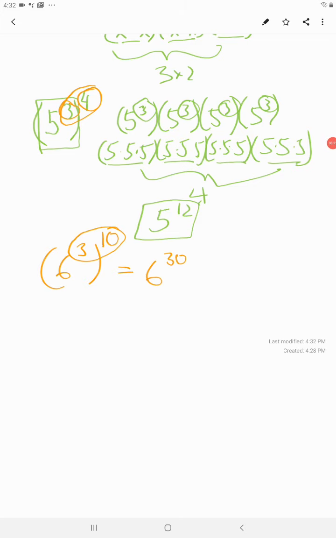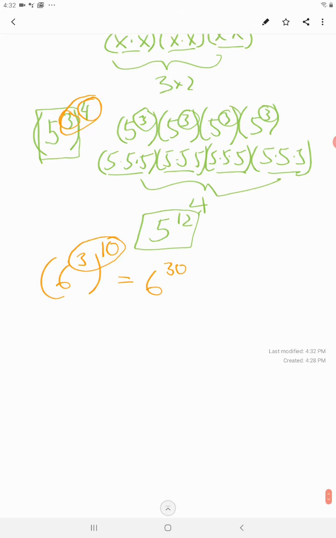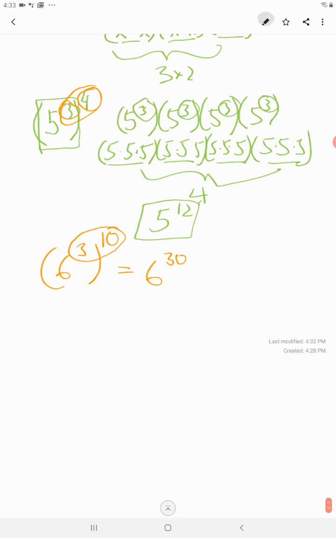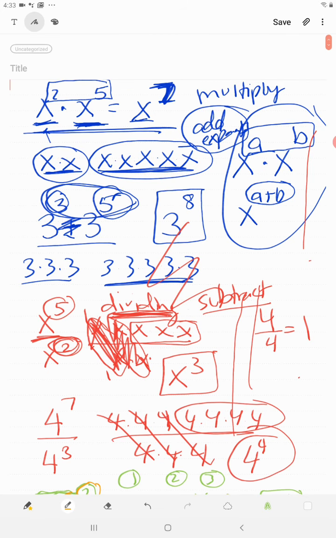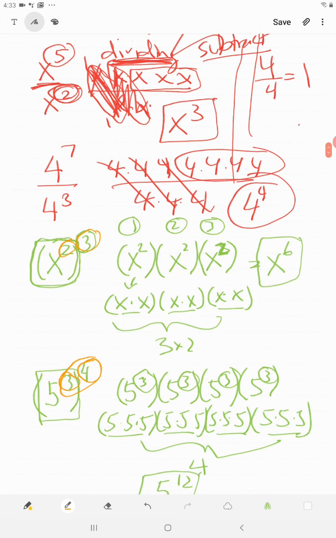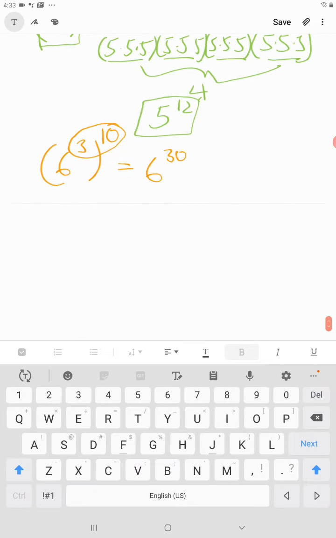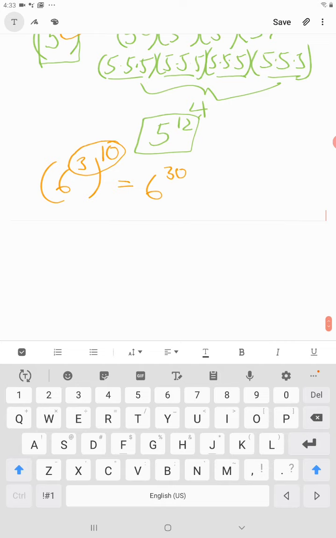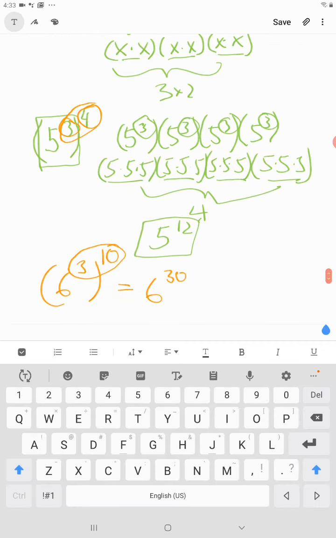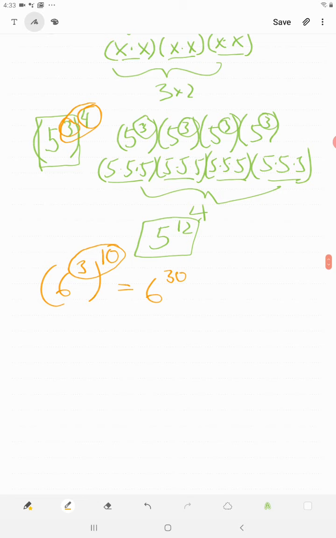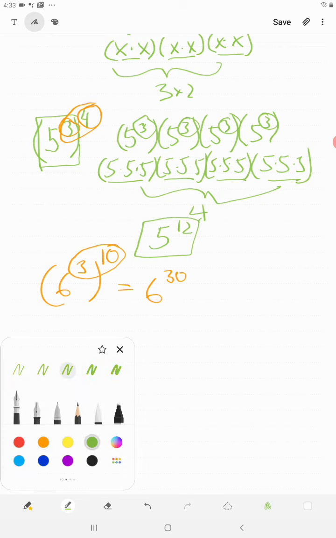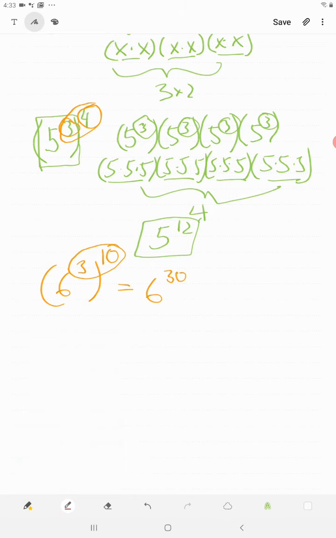We're going to talk about when you have multiple things. So let me break it down. So if I have something like this, (xy²)³, that's x, y squared to the 3rd power.